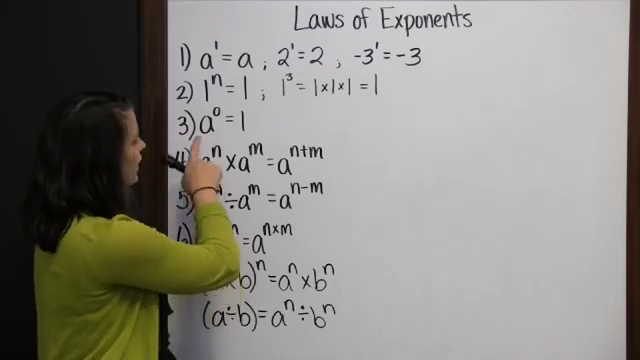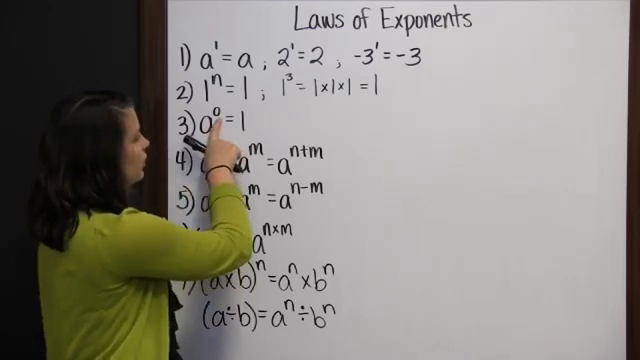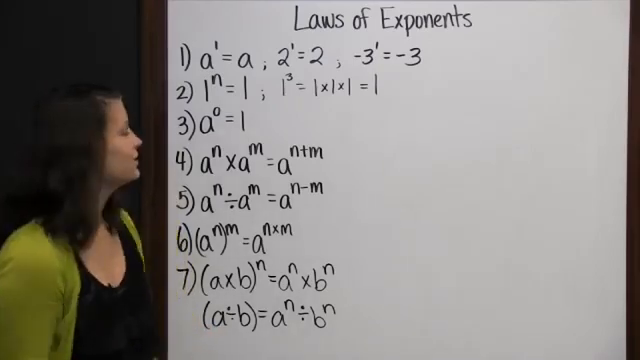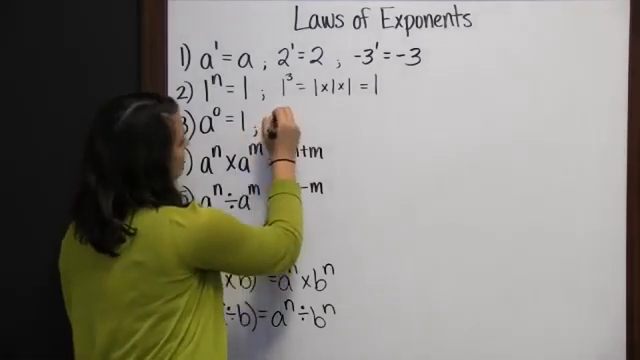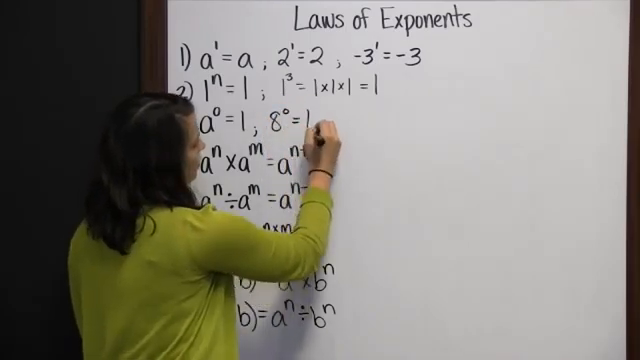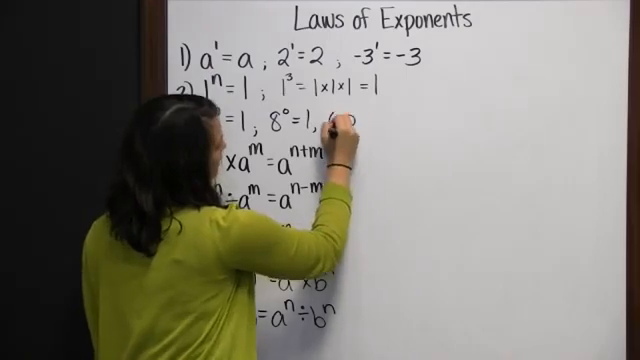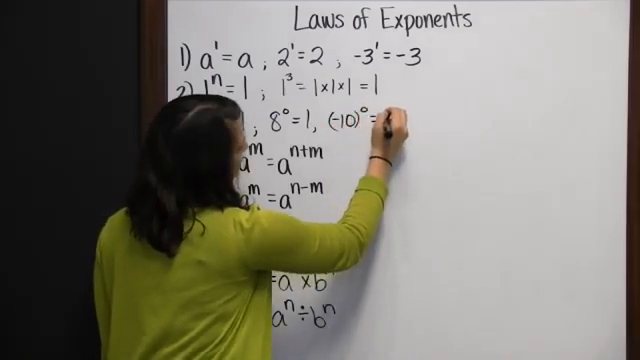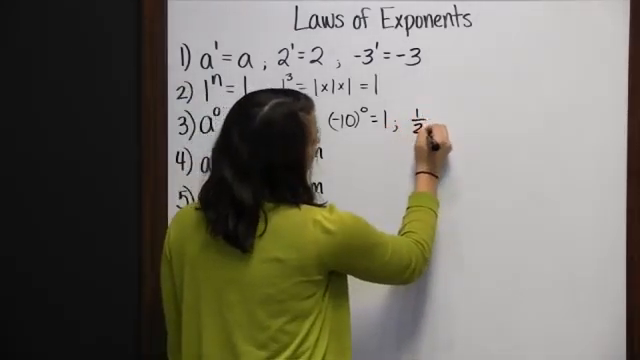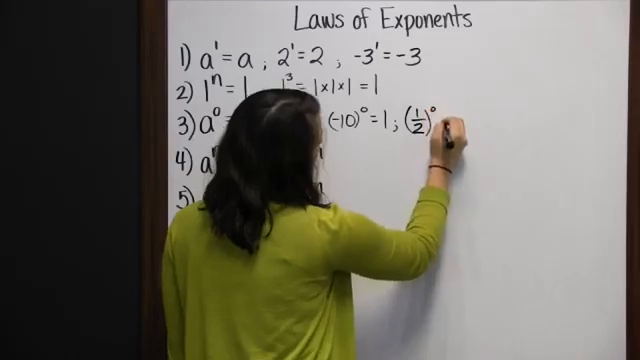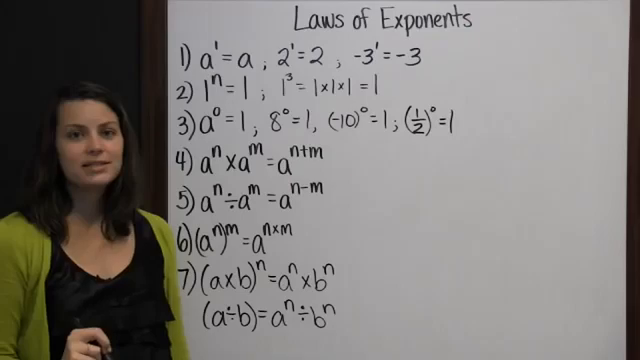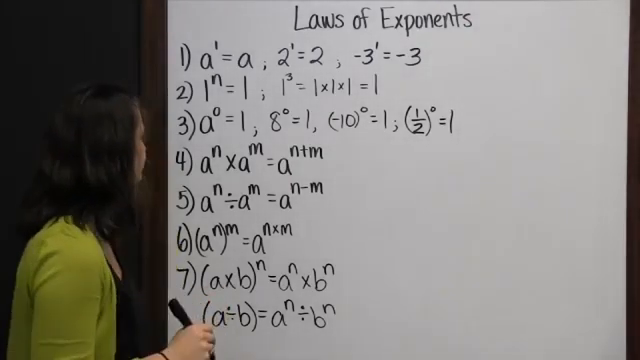The third law says that any number raised to the 0 power is 1. This is one of my personal favorites. I think it's pretty cool. Like 8 raised to the 0 power is just 1. Or negative 10 raised to the 0 power, again just 1. Or even say a half raised to the 0 power, still 1. Any number raised to the 0 power is always 1.